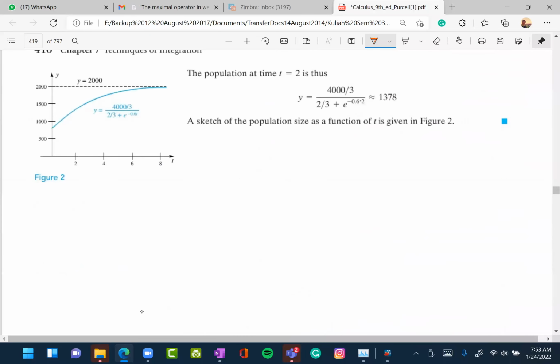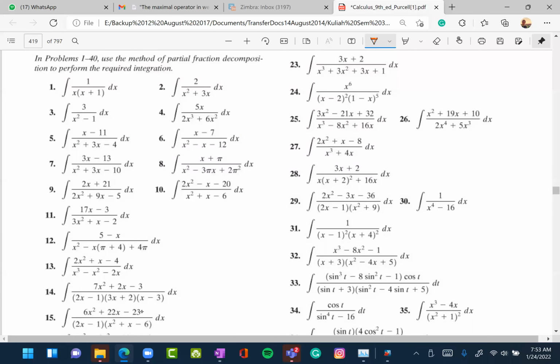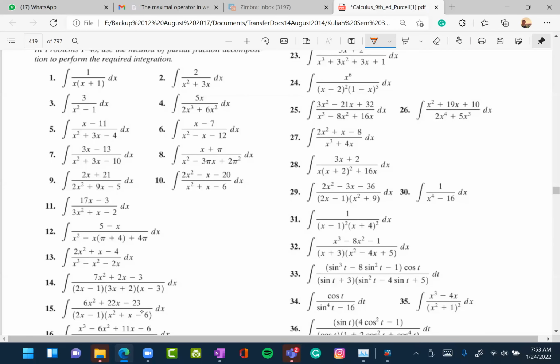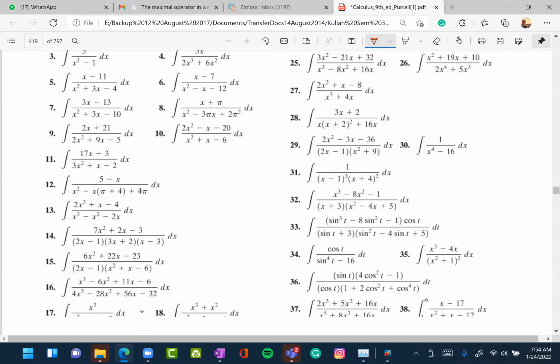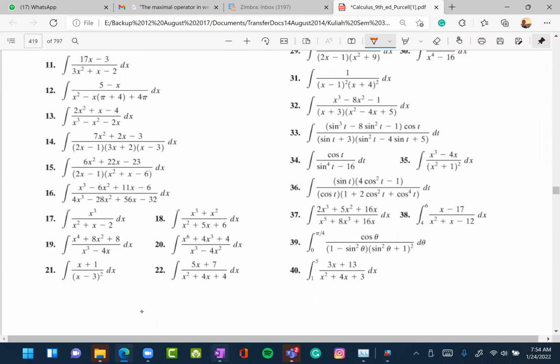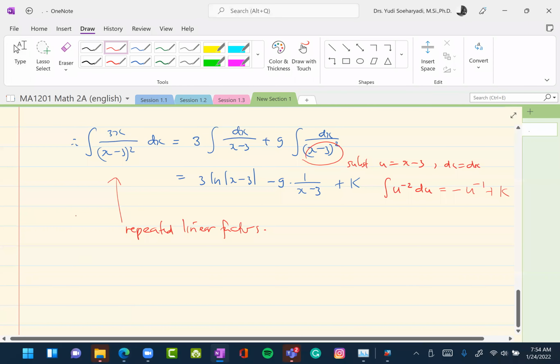Now let's do some of these problems here. Some examples. For example, let's do this one here. We'll just do the decompositions, not the integral. Okay. So 2 over x squared plus 3x. That's some examples.